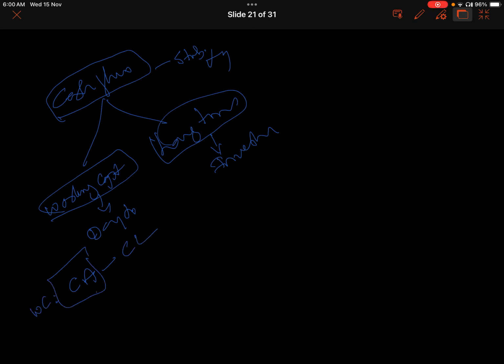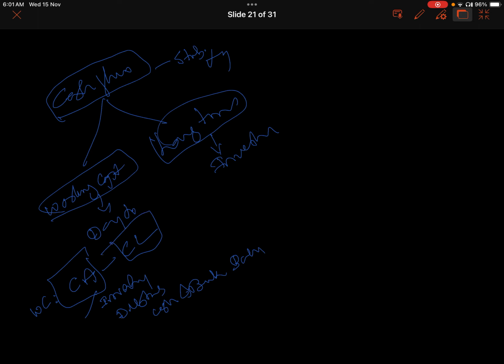Current assets include your stock, inventory, your debtors, cash and bank balances. There are a few more key current assets, but I'm not getting into detail on this.